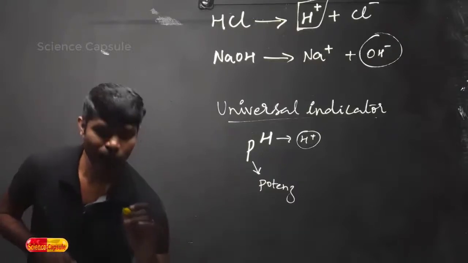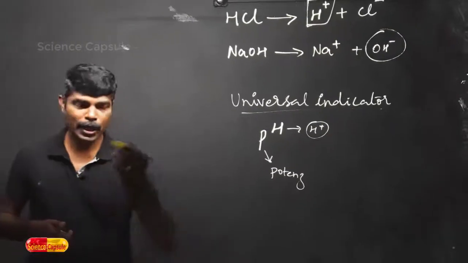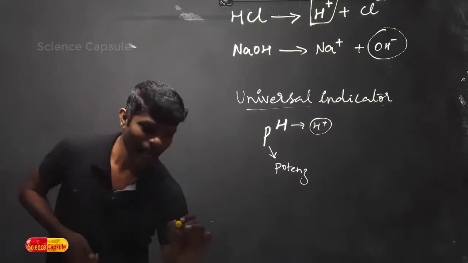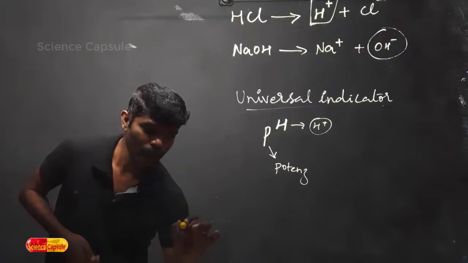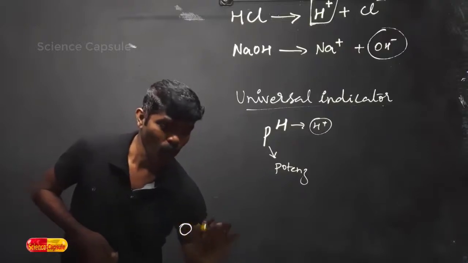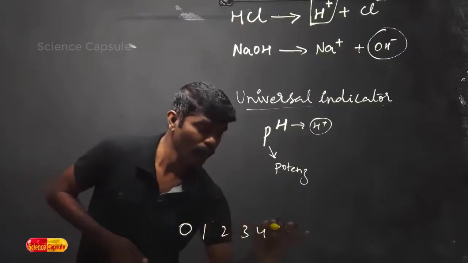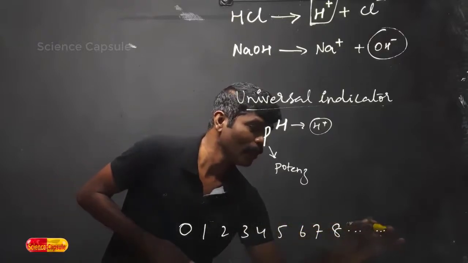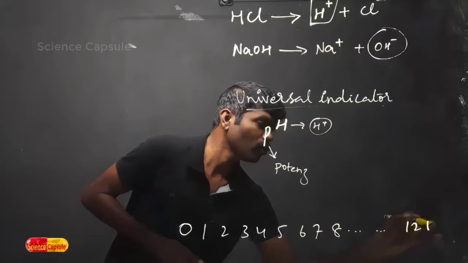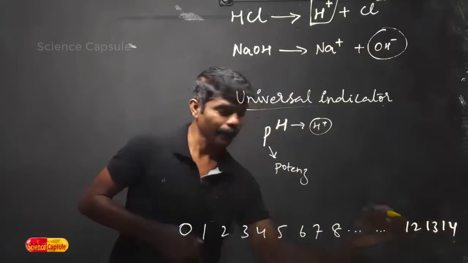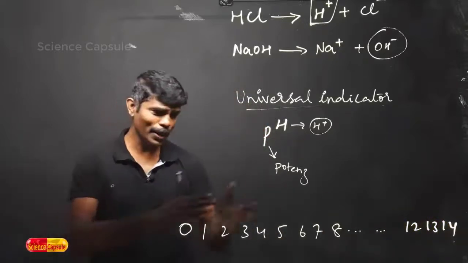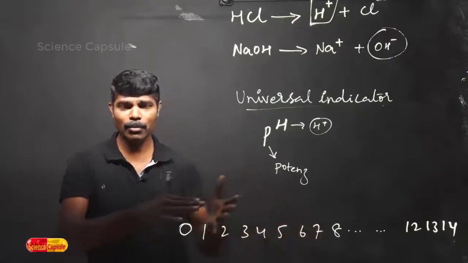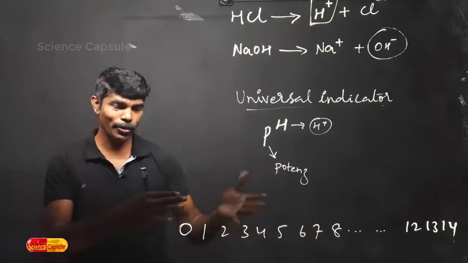Now, when we talk about the universal indicator, that is the pH scale, the scale has 14 values ranging from 0, 1, 2, 3, 4, 5, 6, 7, 8, like that. It will go up to 13, 14. Dear students, let us understand the pH scale and the substances which have a pH value.